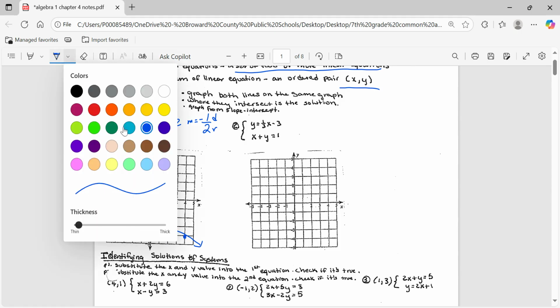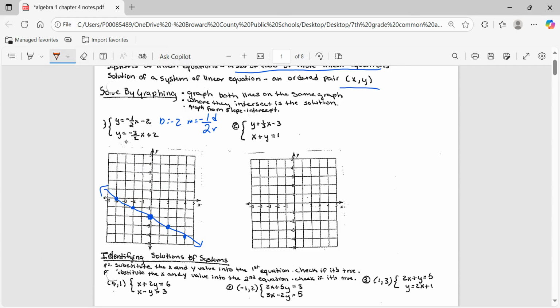Let's get another color. We're going to do another one, and we're going to make it an orange line. So for the next linear function, y is equal to negative 3/2 x plus 2, my y-intercept is at positive 2 and my slope is negative 3/2. That means I'm going to go down 3 and right 2. So my y-intercept is 2. I go down 3, right 2. Down 3, right 2. I could also go up 3 and left 2. So there goes my orange line, my second linear function.